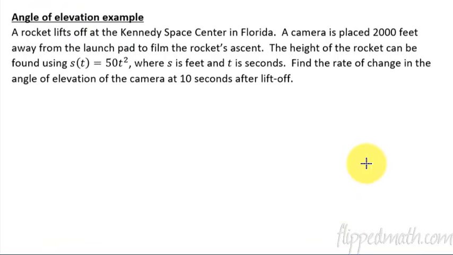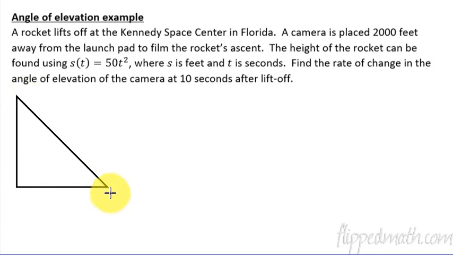Now we're going to get into a couple examples that are not so easy. So here we go. A rocket is lifting off at the Kennedy Space Center. If you want to pause and read through this problem real quick, go ahead. I'm going to assume you've already read this as I start drawing this picture. So I'm going to draw some type of triangle and say that this is 2,000 feet. Okay, now this is a value that is not going to change.